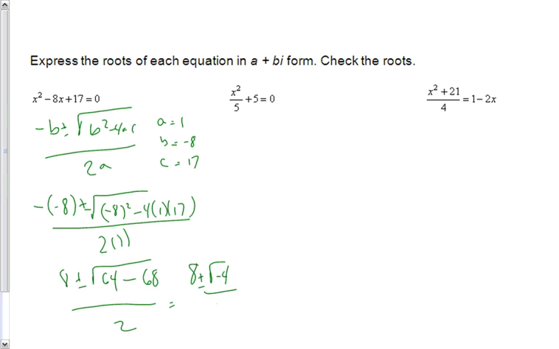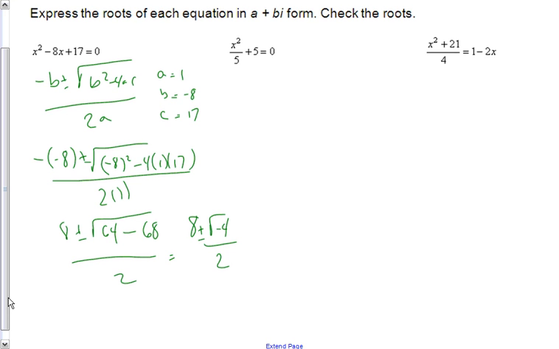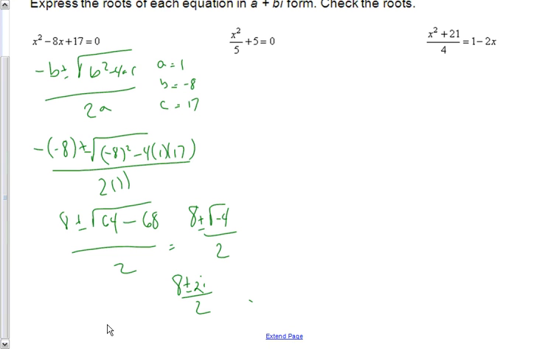Negative 4, all over 2. Now we can put our i in there. The square root of negative 4 is 2i. So 8 plus minus 2i all over 2. And then as you can see, we can divide all of these by 2, which makes my final answer 4 plus minus i. That's what x equals.